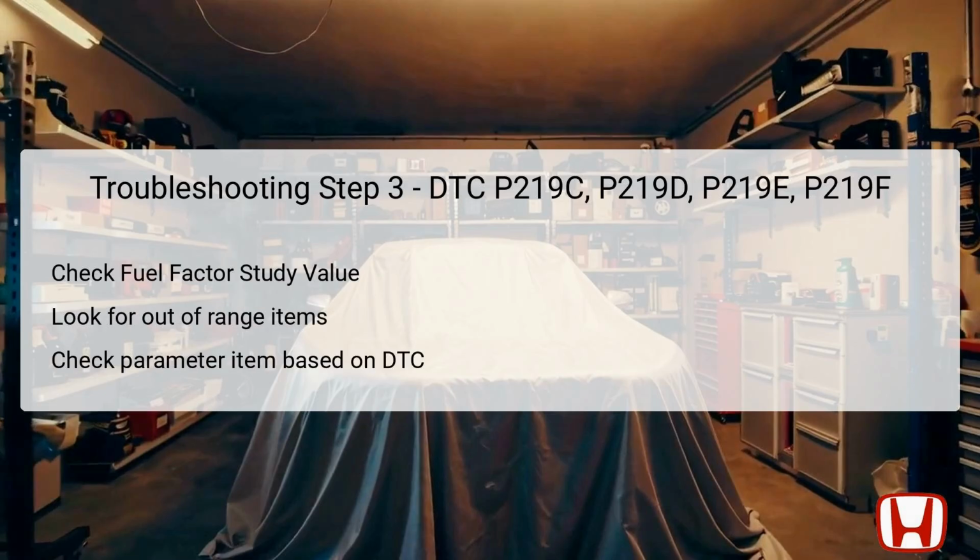The third troubleshooting step requires checking the fuel factor study value for each cylinder to identify if the readings fall outside the specified range of 0.82 to 1.21. The values represent the air-fuel mixture's efficiency. Thus, any reading outside this range indicates a malfunction. For instance, if the value for the particular cylinder related to the DTC in question is out of the prescribed range, the PCM can deduce that the cylinder exhibits a variation.